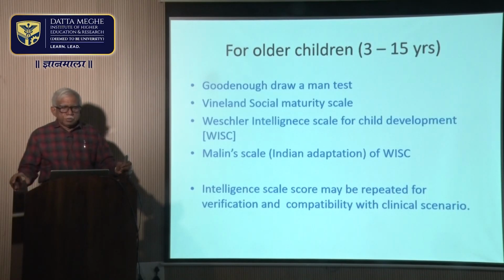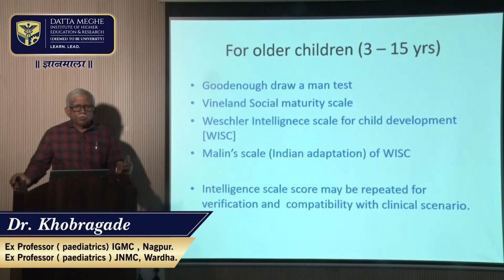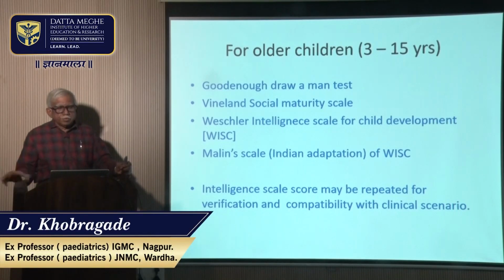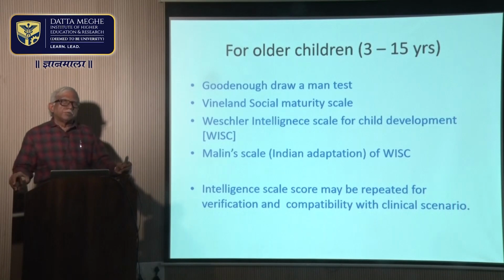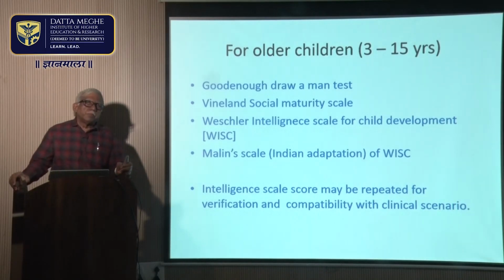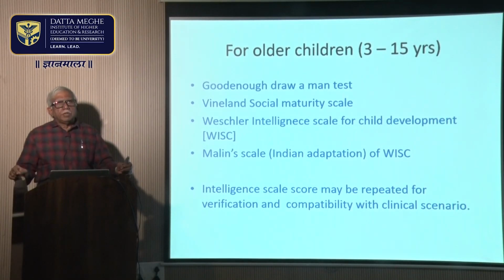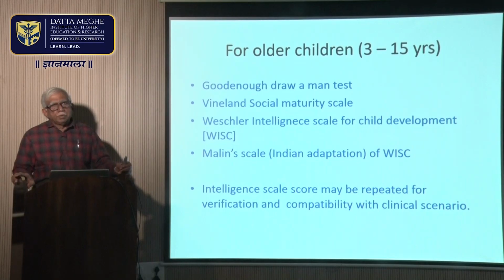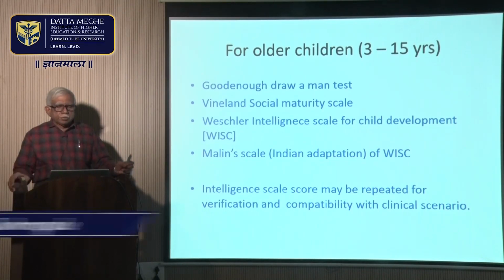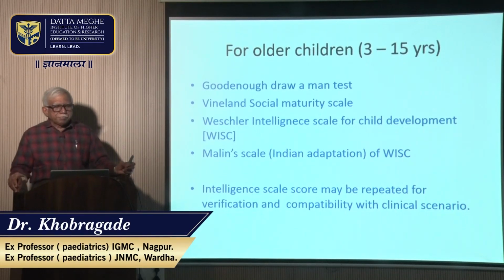For older children, 3 to 15 years, the various tests used as intelligence tests include the Goodenough Draw-a-Man test. The Draw-a-Man test is nothing but a paper and pencil test, where a child is offered a paper and pencil and asked to draw a picture of a man, and depending upon the parts he can draw, the scoring is done. That is called the Goodenough Draw-a-Man test.